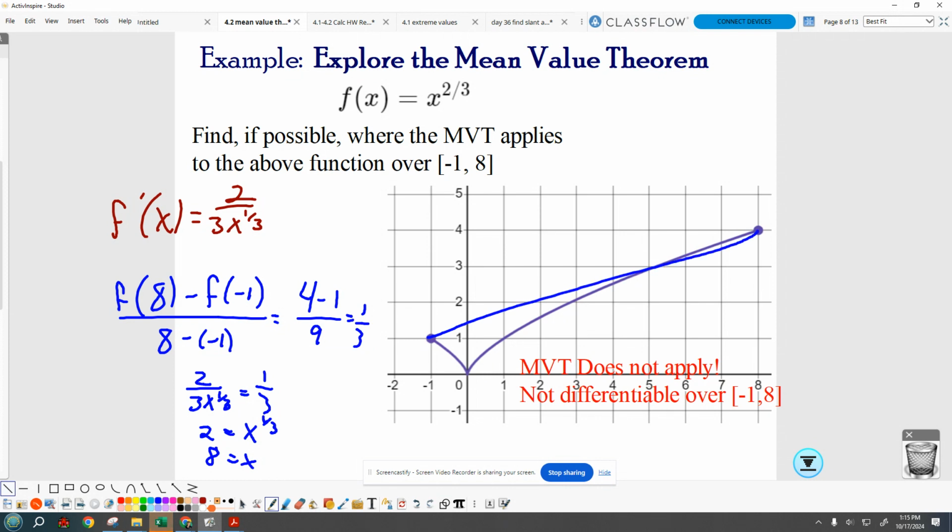However, because I made the numbers nice, there happens to be a place. Colin, what'd you guys get? We got x equals 8. X equals 8. Right at the end. Right there. The average does equal the instant. Was it guaranteed? No.